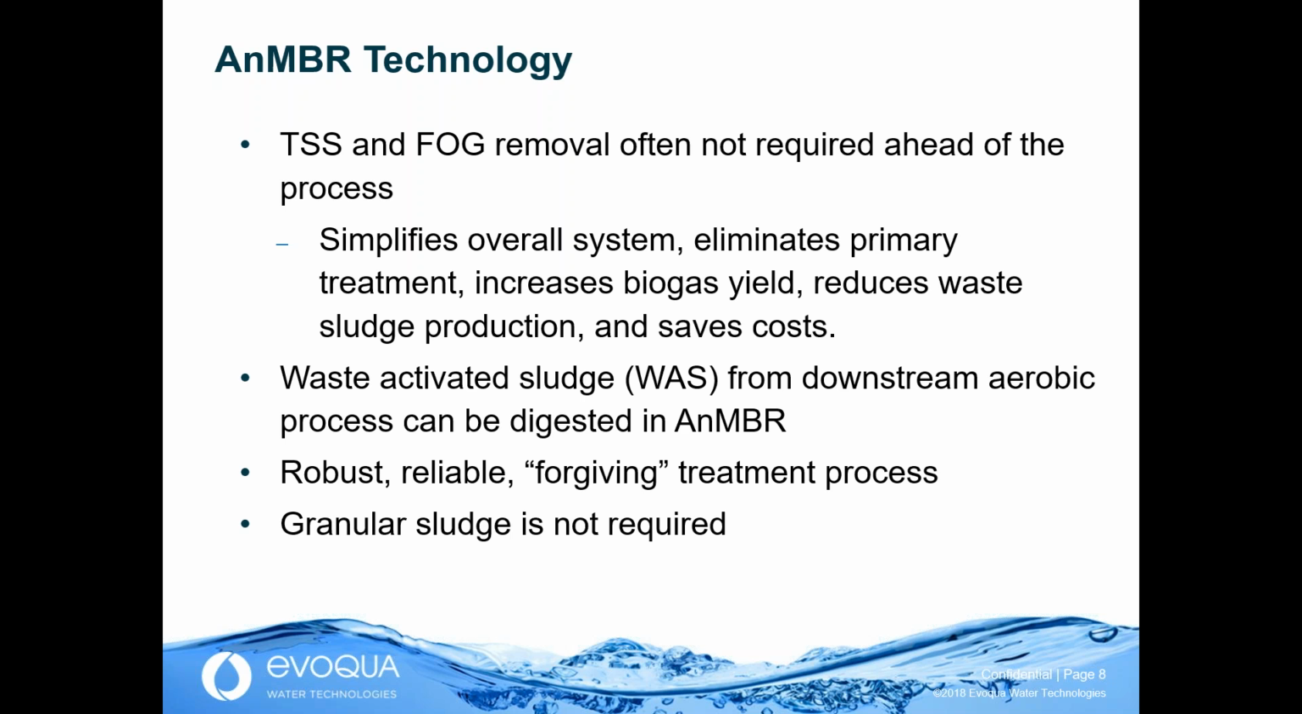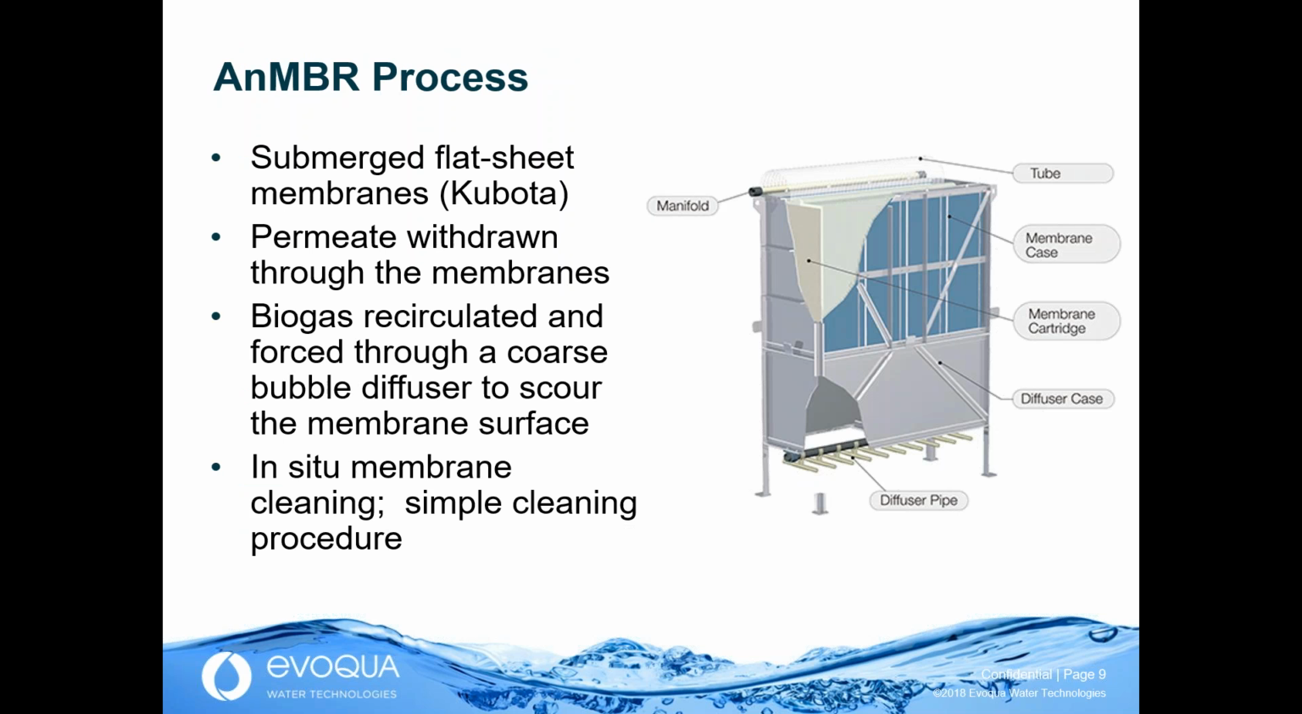Since the solids are retained in the system, we can maximize our WAS sludge digestion. Another benefit of the anaerobic MBR is a very robust process where we have the membranes. We're controlling how much sludge we maintain in the system, so we're setting our F/M ratios by retaining sludge in the system. In concert with that, we don't rely on granular sludge. Some characteristics of wastewaters that would be challenging for granular sludge, we don't have to worry about, because we're retaining it with the membranes.